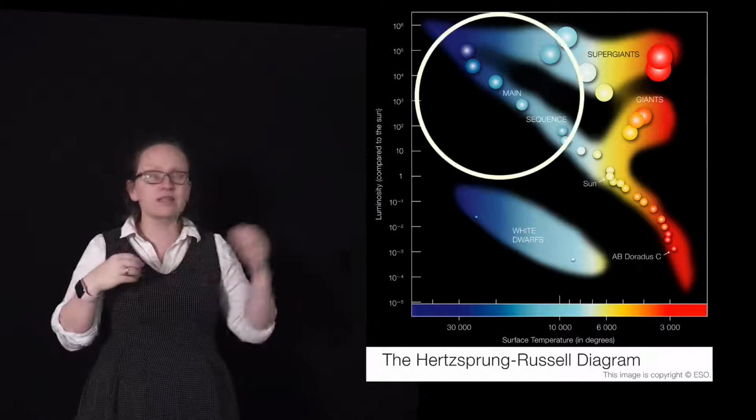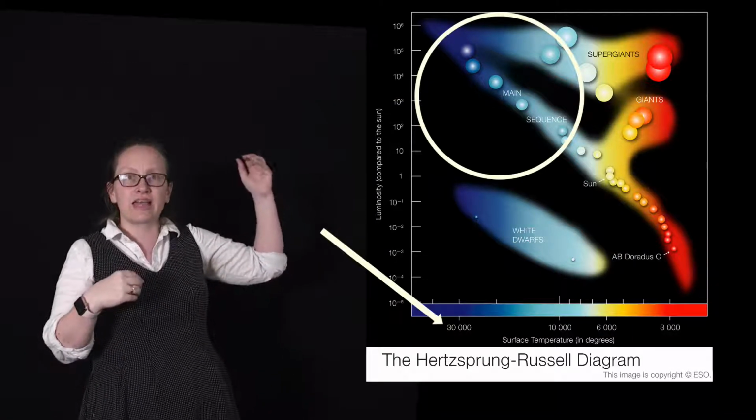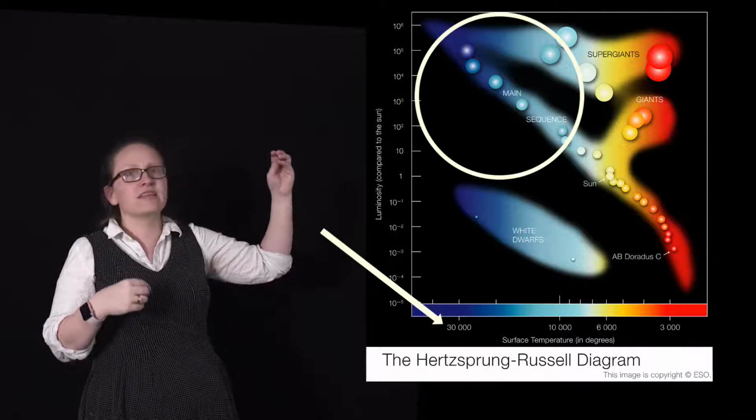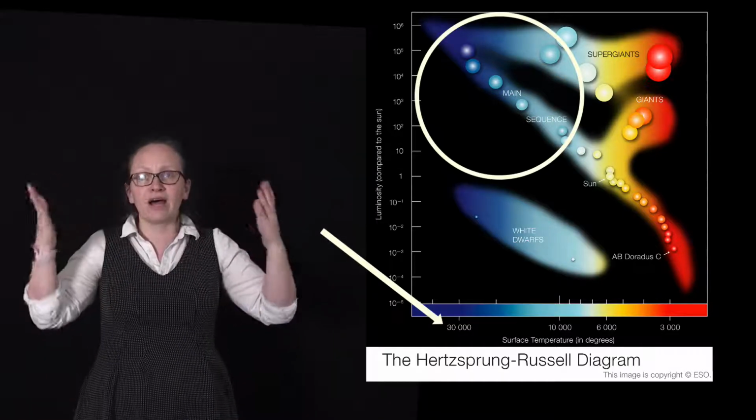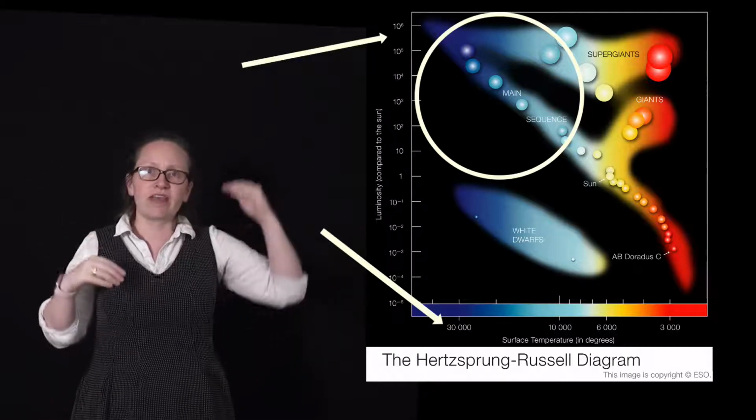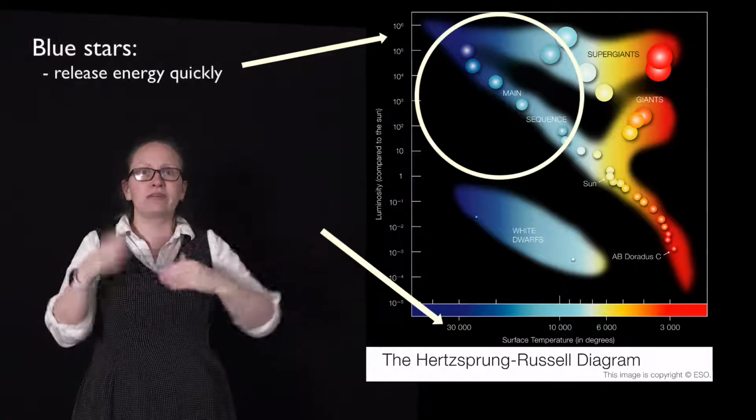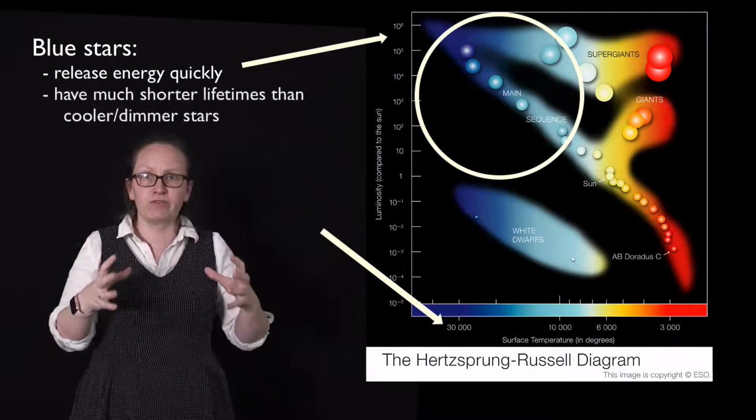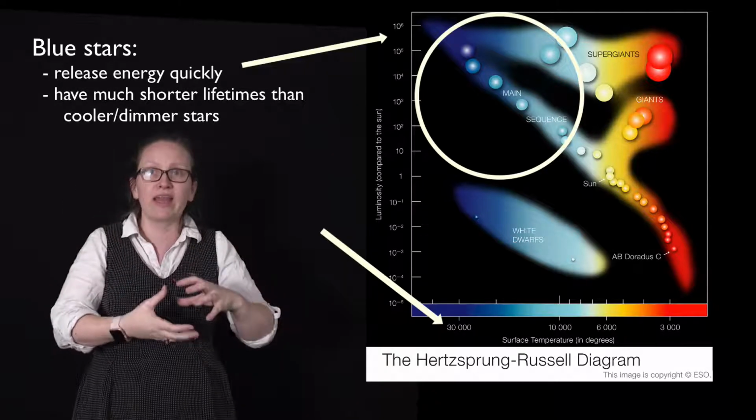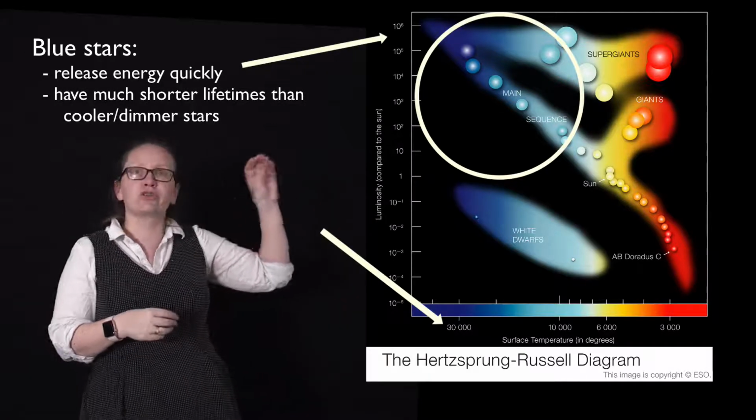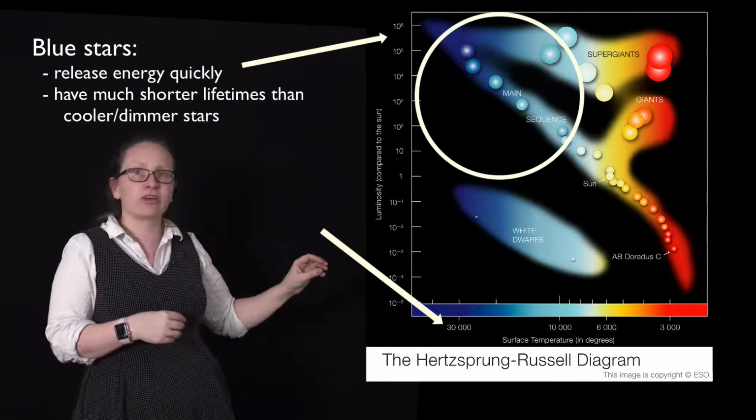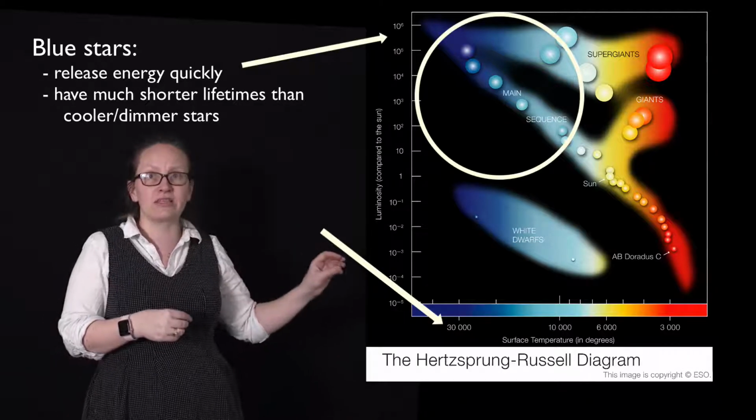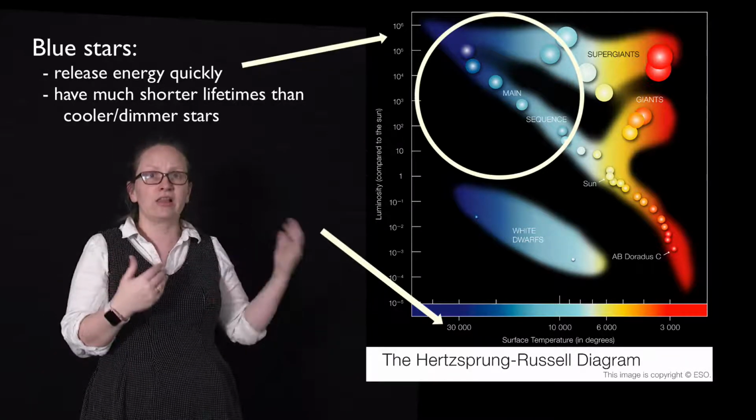The blue stars are hotter stars, they're larger, and they really have a much higher luminosity. So because they have a much higher luminosity, they're releasing energy a lot more quickly, and so they will burn through their fuel stores a lot more quickly, and they'll actually have much shorter lives than the stars further down in the main sequence, which are releasing energy a lot more slowly.